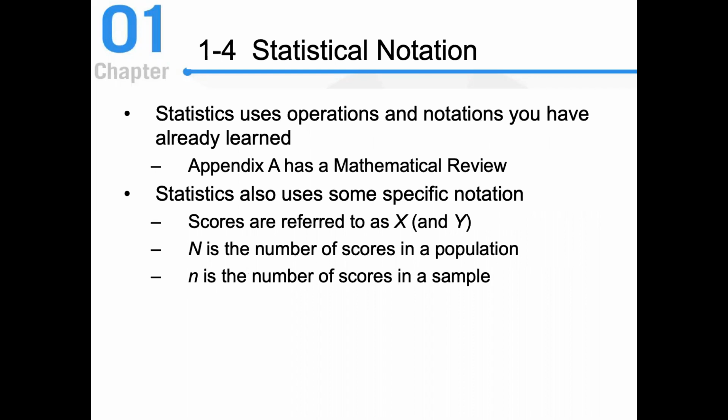Statistical notation. This is important. You don't want to just glaze over here, okay? So statistics uses operations and notations you already learned. Appendix A has some mathematical review of those, so we'll review that. Statistics also has some specific notation. Scores are referred to as X and Y. Capital N is the number of scores in a population. Small n is the number of scores in a sample.